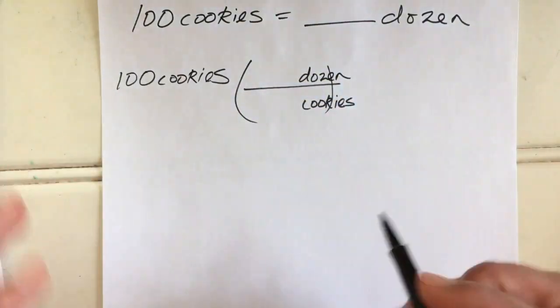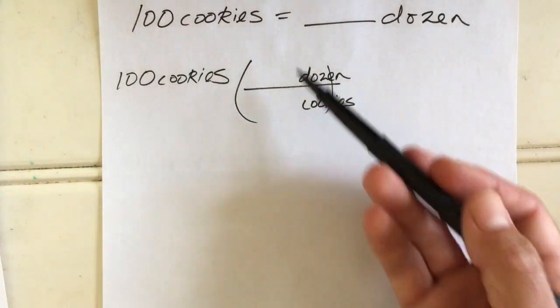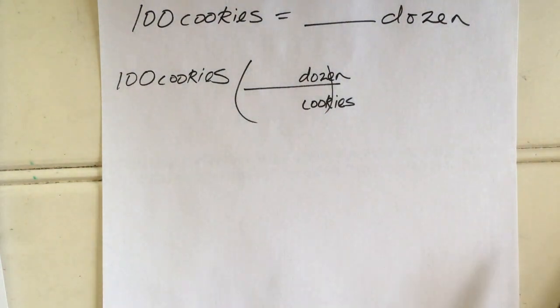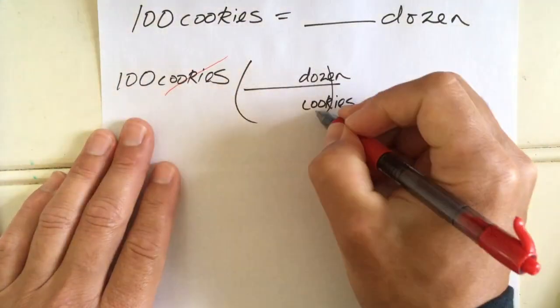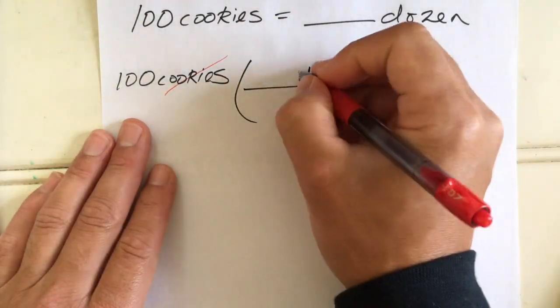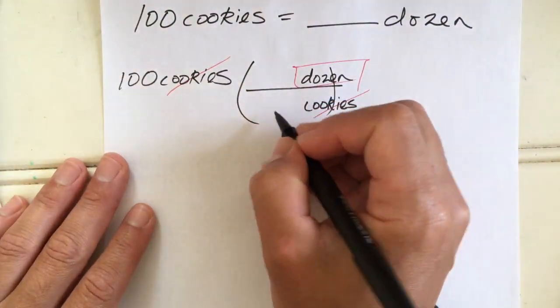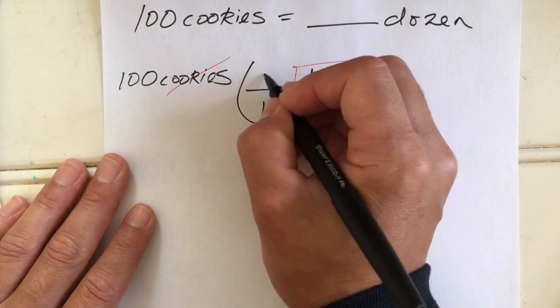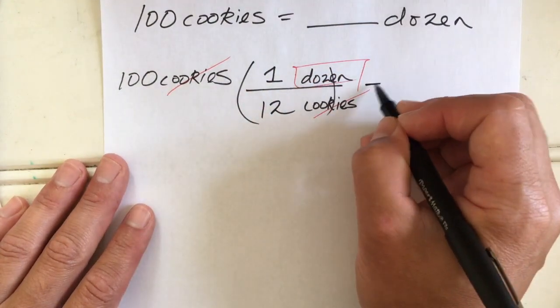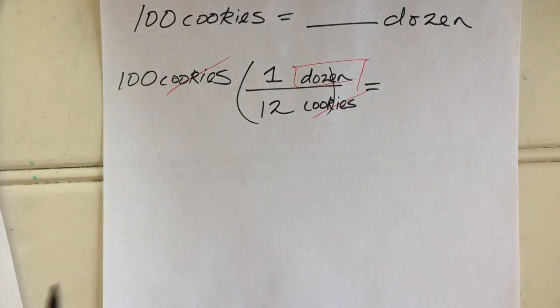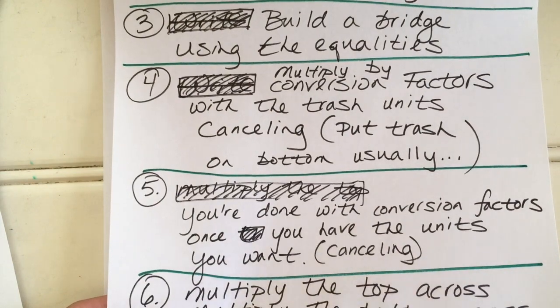Now, it doesn't always work out that nice because maybe you don't know the equality. Maybe it takes multiple equalities or multiple conversion factors. But in this case, it's super nice, right? Because cookies will divide cookies, and I'm left with dozen, which is what I want. And so I can go ahead and put the numbers in. 12 cookies is equal to 1 dozen. And so I'm done now, right? I'm done because I have the units I want on top, right? So we did rules 4 and 5 here. You're done if you have the units you want.